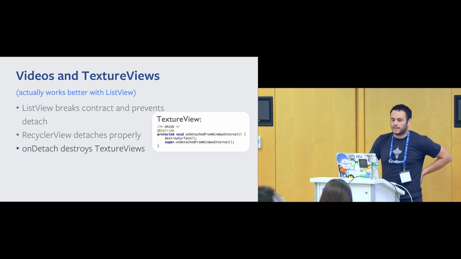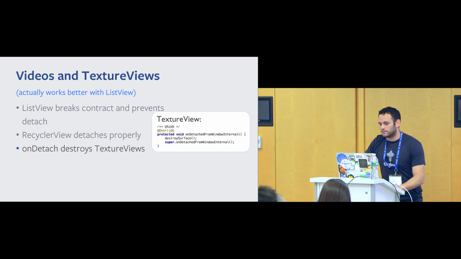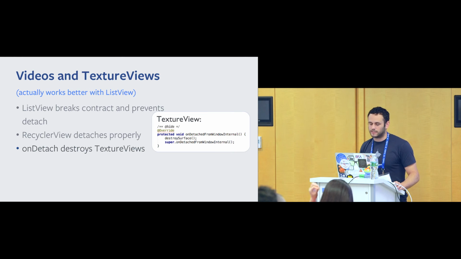But there is one major downside to this, which is that when onDetach is called, it's going to destroy the surface in the texture view, and then when that texture view is ready to be scrolled back on screen, it's going to take some time to recreate the surface, and this can cause your video view to flicker a bit.